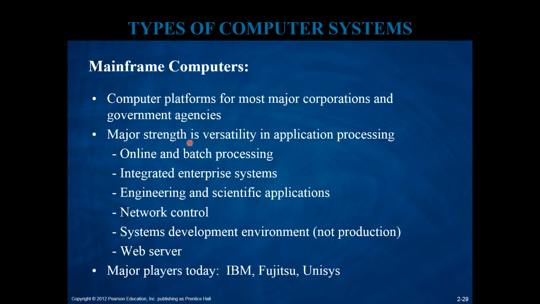Mainframe computers are another type of specific computer system. They're basically very powerful computer platforms. They're used by large organizations or by scientific companies for network control, for online and batch processing of corporate data. They're also used as web servers. Major players in the mainframe industry include IBM, Fujitsu, Unisys.